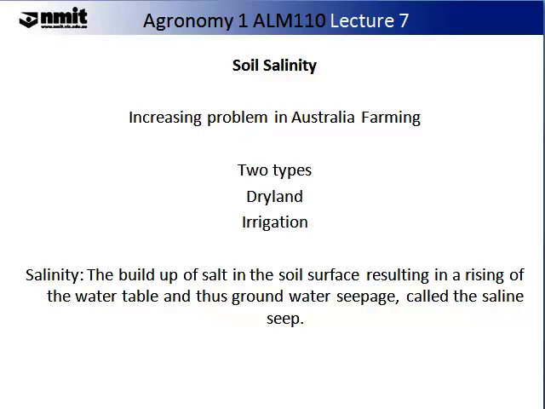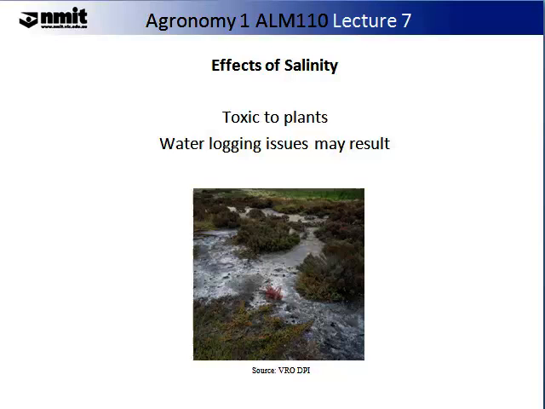Salinity tends to be associated with hot, dry environments due to the higher evaporation of water from the soil's surface. There are two types of salinity, dryland and irrigation. Salinity reduces yields because salts cause plant dehydration. The image on the slide was taken from the Mallee region in Australia by the Department of Primary Industries. It illustrates the effects of salinity. It is toxic to plants. Salinity may cause waterlogging issues.